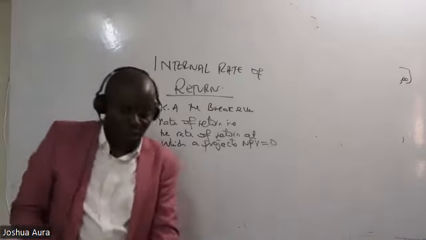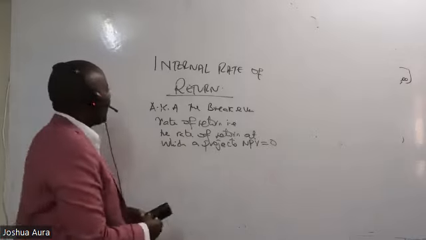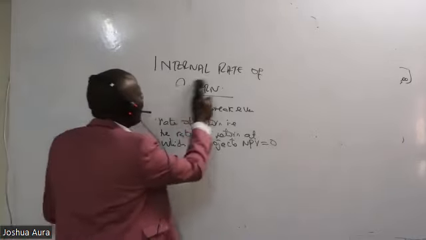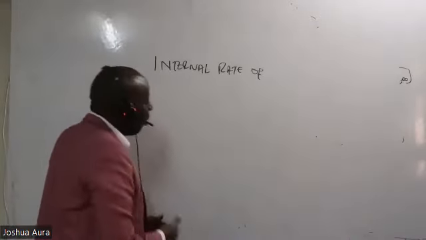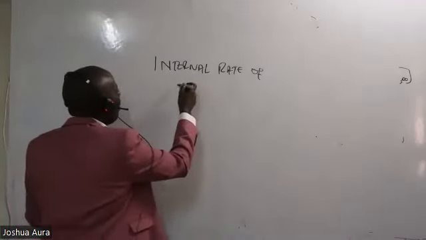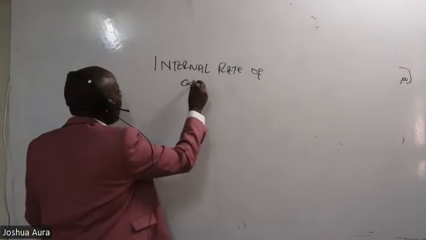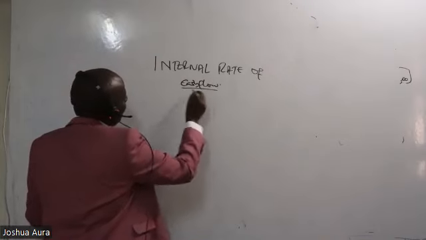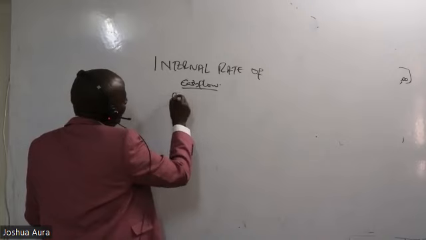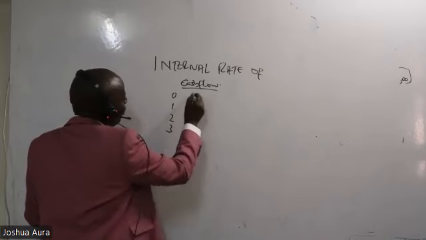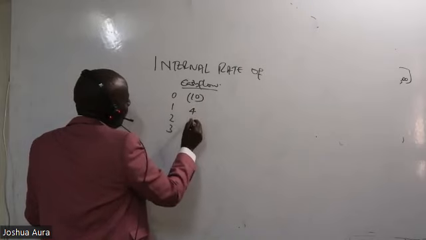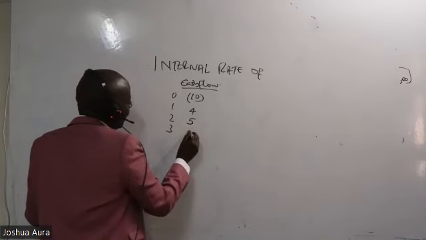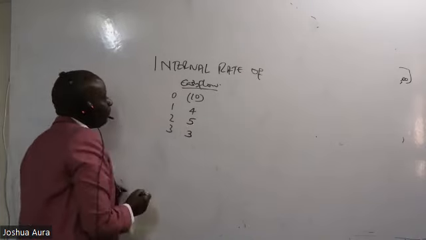Thank you so much. Then I will come live here and give you a good example. So we have here cash flow. We have in this case 0, 1, 2, 3. We have 10 there. Here we have 4. Here we have 5. Here we have 3.